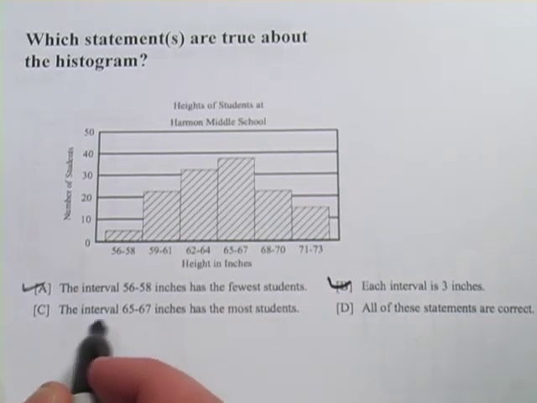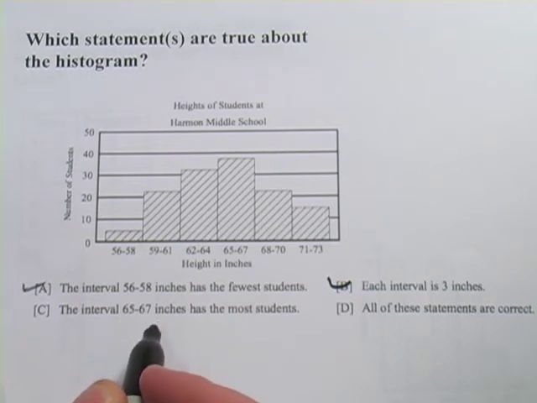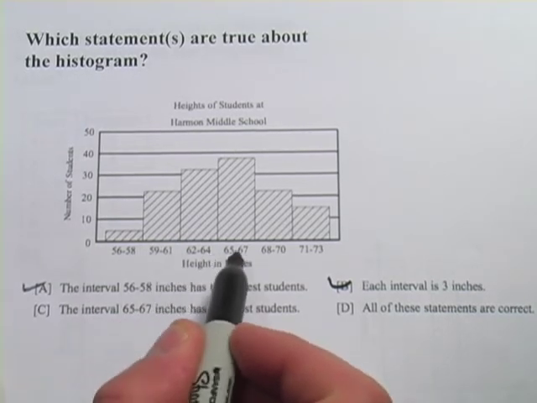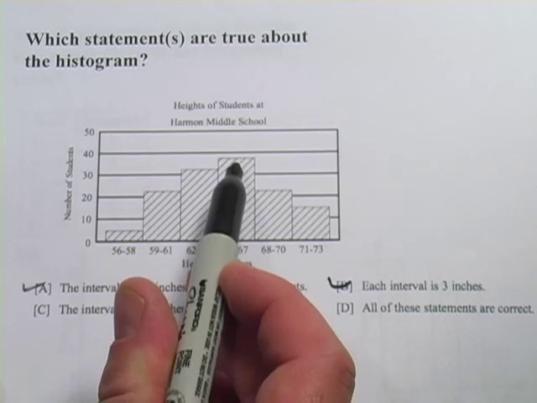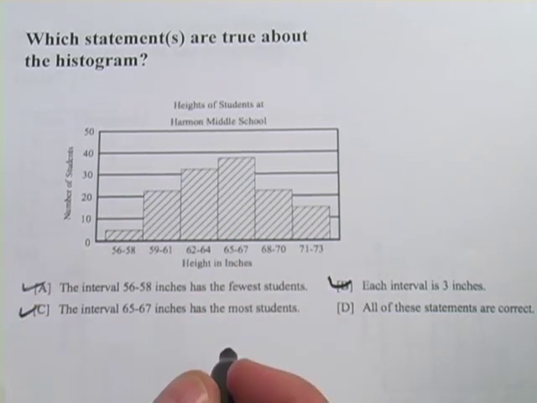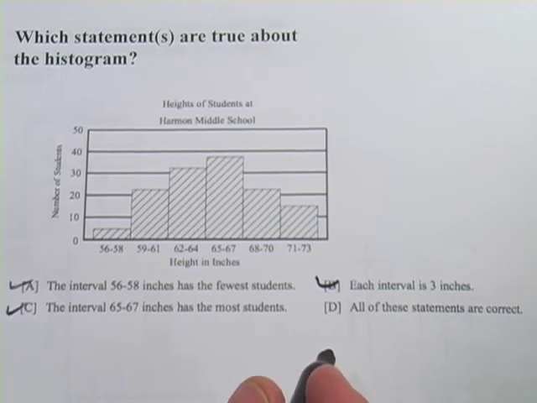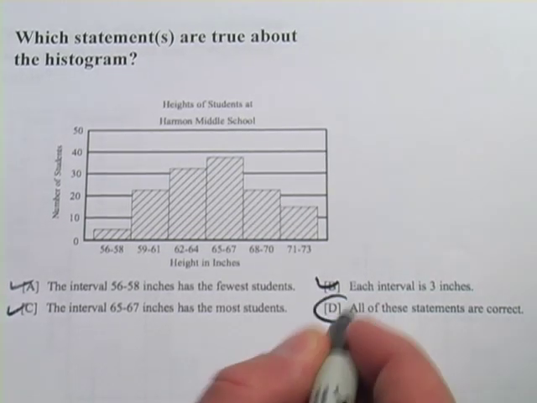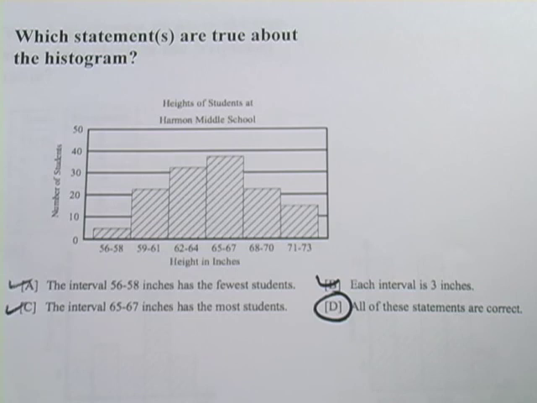C says the interval 65 to 67 inches has the most students. So here's 65 to 67, and yep, that's the tallest bar. It looks like it has almost 40 students in it, so that's true. And D says all of these statements are correct. So that would be the right answer for that problem. So that's a little bit about histograms.